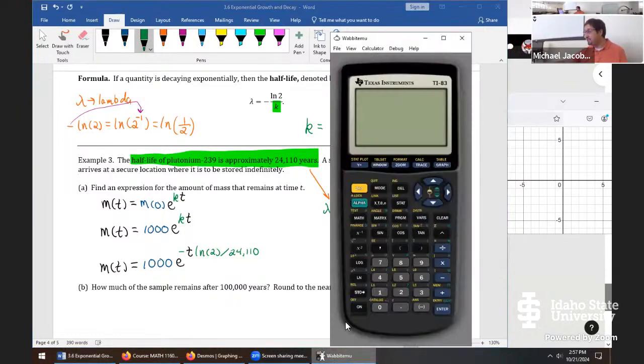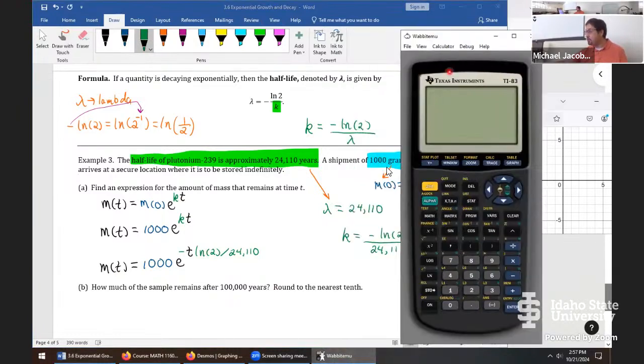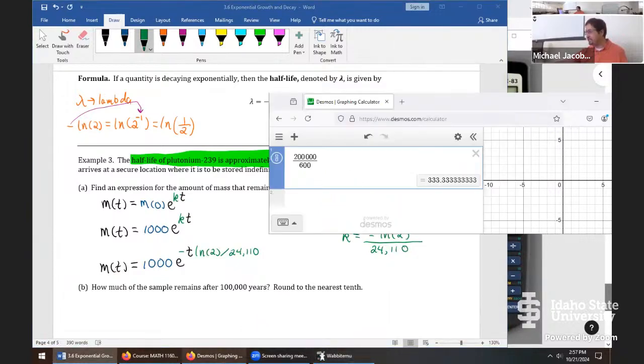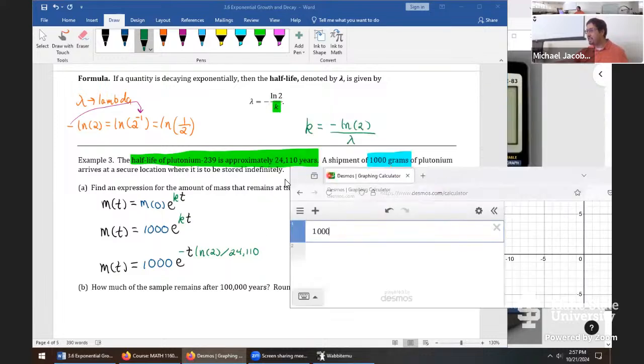So here's what I mean by that. We have an initial amount of 1,000 grams. Let's actually use this calculator right here. I think that'll be a little bit easier. So let's plug in 1,000. There we go. That's the right number of zeros. The half-life is 24,110 years, kind of an awkward number. But imagine it was exactly 25,000 years. That would mean after 100,000 years, 4 half-lives have gone by.